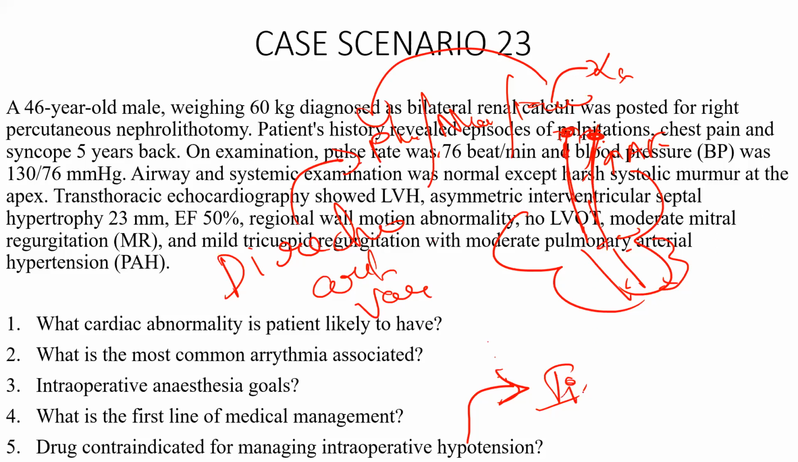So when you use indirectly acting agents like ephedrine, or when you use adrenaline, okay. Adrenaline is a directly acting agent, but the problem with adrenaline is it can also produce tachycardia. When you use an indirectly acting agent like ephedrine, that will release noradrenaline and adrenaline from the sympathetic neurons.